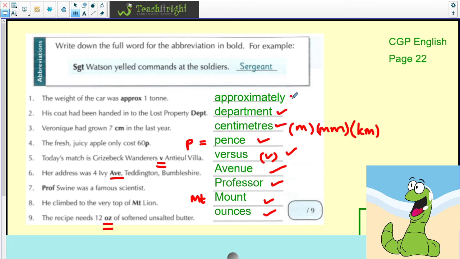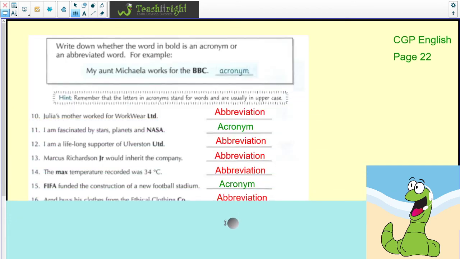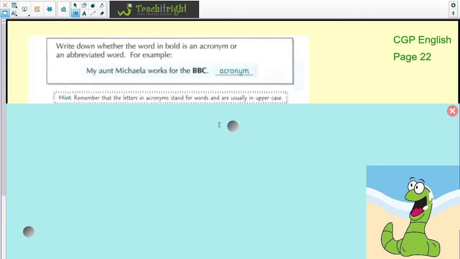Maybe send them to us, that would be lovely. Okay, now have a look at some acronyms and abbreviations. Sorry, I won't reveal that just yet. So what do you have to do here? You have to write down whether the word in bold is an acronym or an abbreviated word.